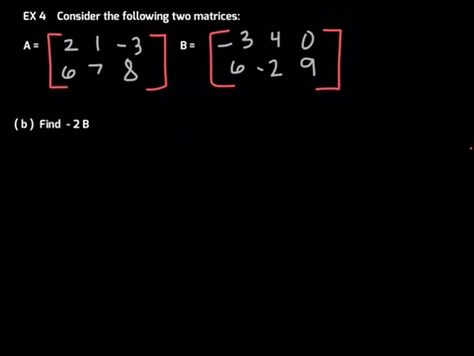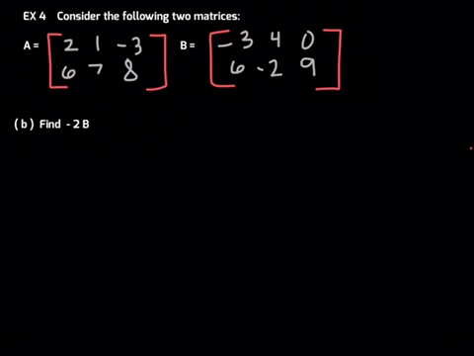The next part says find negative 2 times B. This is still scalar multiplication. Now we're going to take matrix B and multiply it by negative 2.